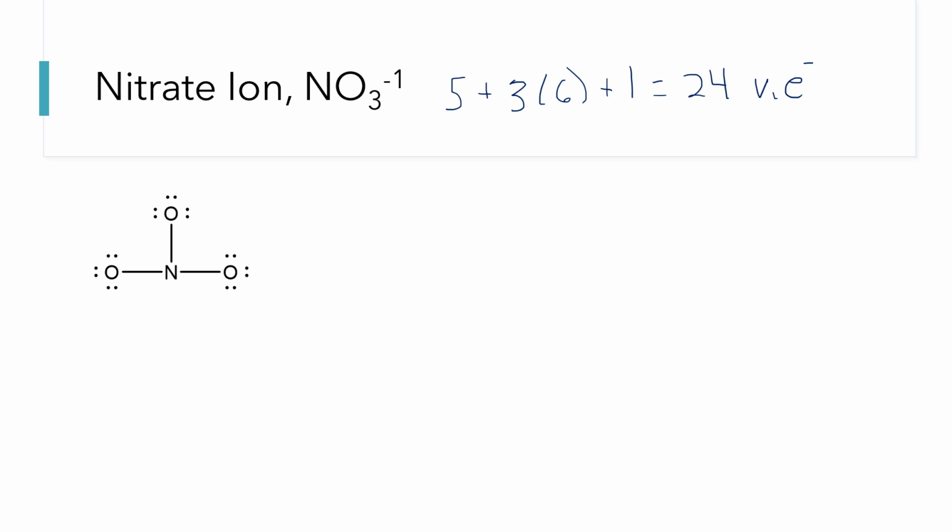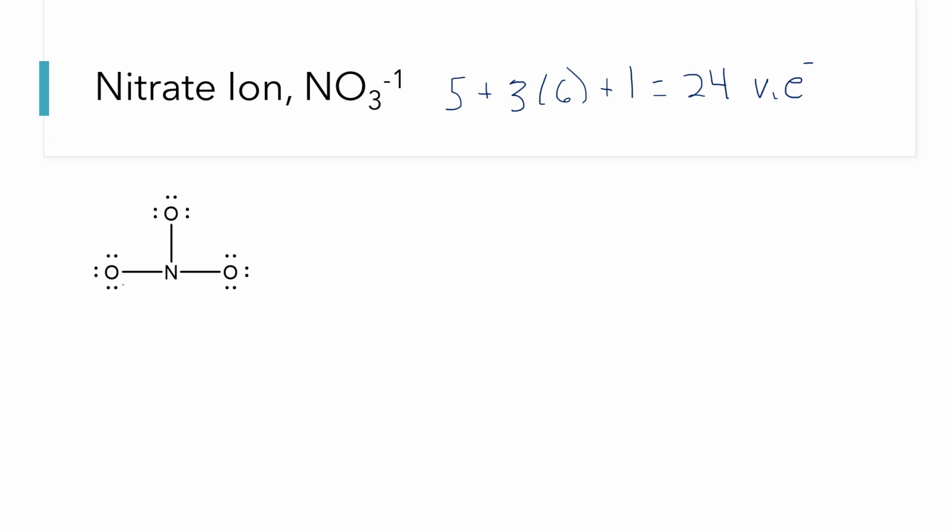So the next step in drawing the structure would be to shift one of these lone pairs on oxygen to be a double bond with nitrogen, because right now nitrogen's short of an octet. It only has 6 electrons. But we have 3 atoms to choose from.